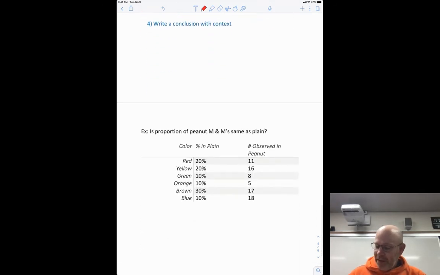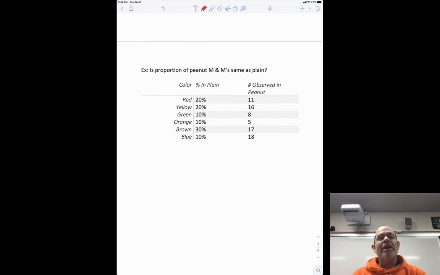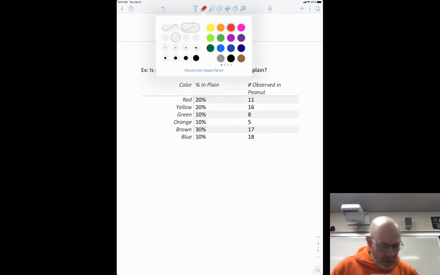Okay. So here's our question. Is the proportion of peanut M&Ms the same as plain M&Ms? All right. So in the plain M&Ms, we had 20% red, 20% yellow, 10% green, 10% orange, 30% brown, 10% blue. And then we take a sample of the peanut ones, and we're going to see if the model shows us whether we think they're in the same proportion. All right, so let me walk you through the steps here.